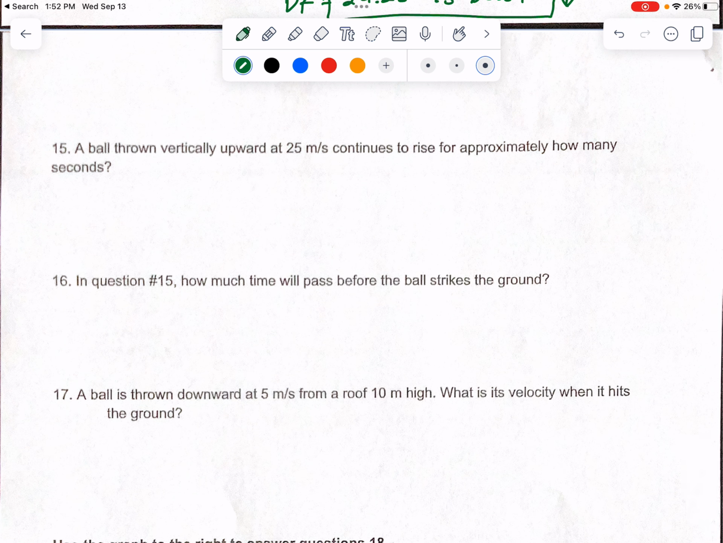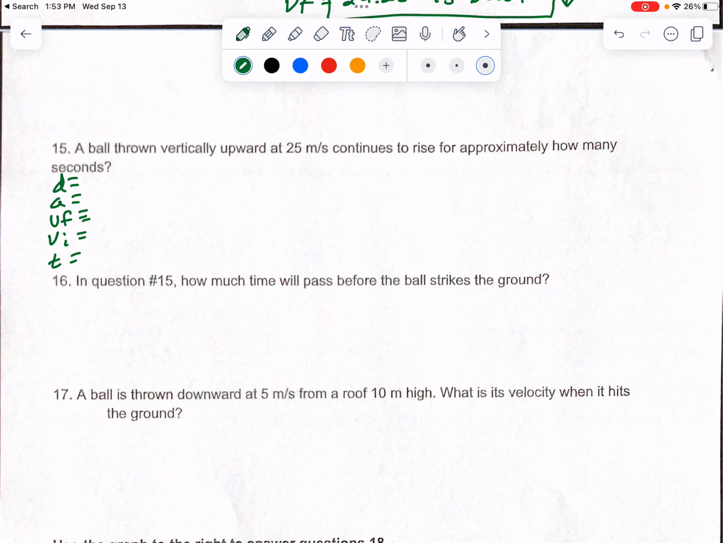Okay, it continues to rise for approximately how many seconds? So we're going to set up our Daffy T. Just be careful when you're setting up Daffy T. You need to keep it in that order. I've seen some that are kind of jumbling it around. That's fine, but you've got to be careful if you're using the equation sheet that I give you that has all those equations listed in a specific order, and then you're jumbling things around, okay, that can lead to some issues with you using the wrong equation. So just be careful if you're doing that.